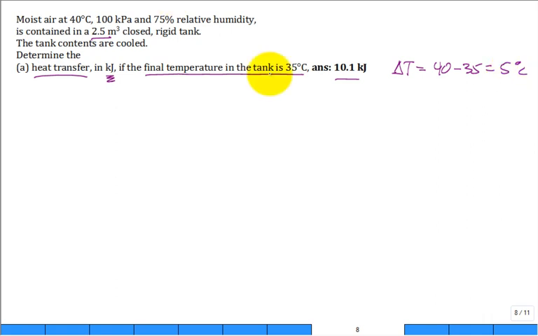So you write your first law for the contents of the tank, and it would be something like this. The final internal energy minus the initial internal energy of my mixture is equal to the heat transfer coming into the system during the process from initial state 1 to final state 2 minus the work going out of the system from initial state 1 to final state 2. Is there any boundary work? Is there any paddle wheel? Is there any electric power work coming in or out? No. So the works are all 0.